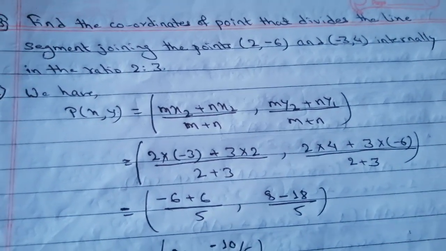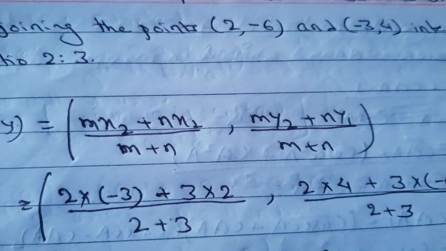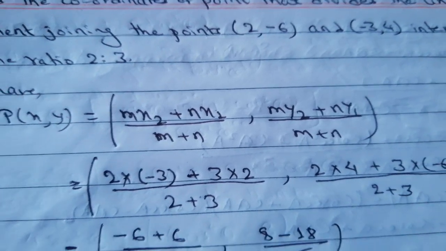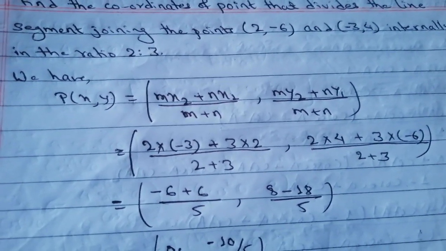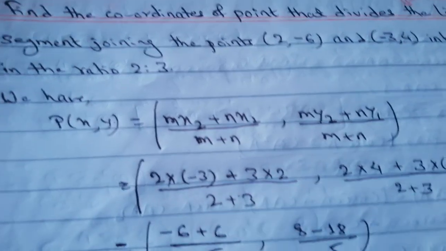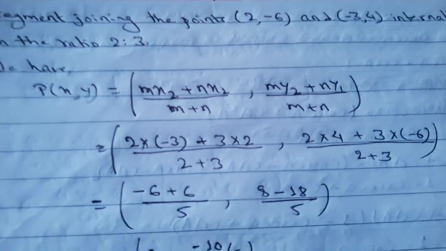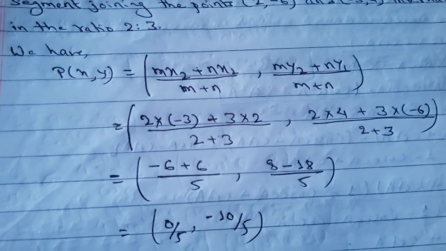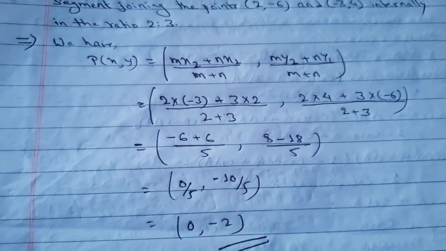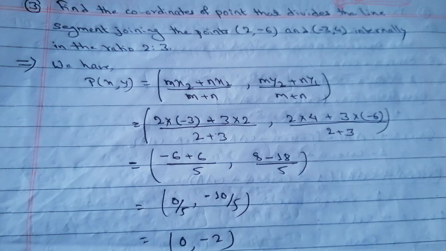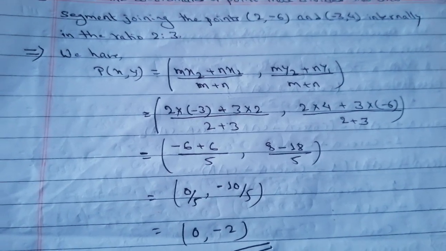So the internal formula of section, that is P(x, y) = ((mx2 + nx1)/(m + n), (my2 + ny1)/(m + n)). So using this formula, internal division, the ratio is given 2:3. So the value of m is 2 and n is 3. Likewise, the first coordinate (2, -6) is (x1, y1) and (-3, 4) is (x2, y2). Replacing the value, we get the dividing point is (0, -2). So (0, -2) divides the line joining given points internally in the ratio 2:3.